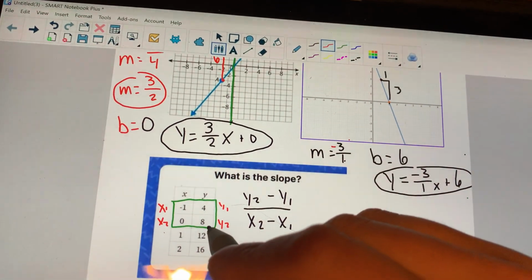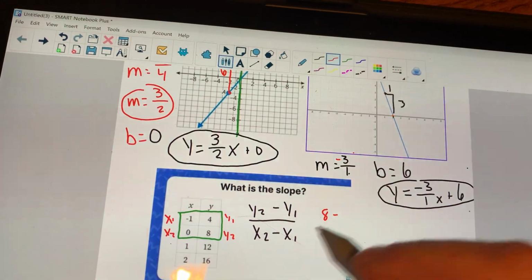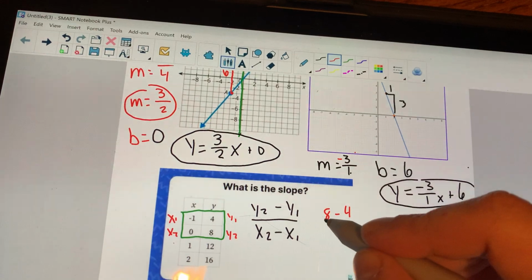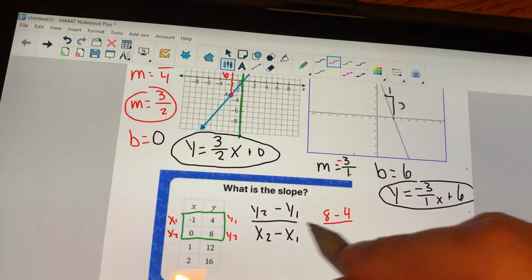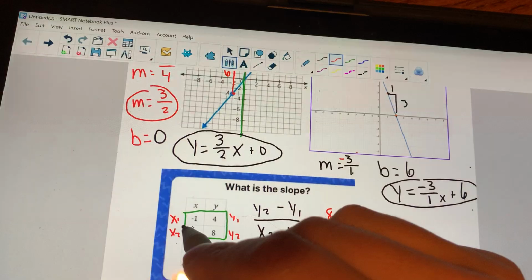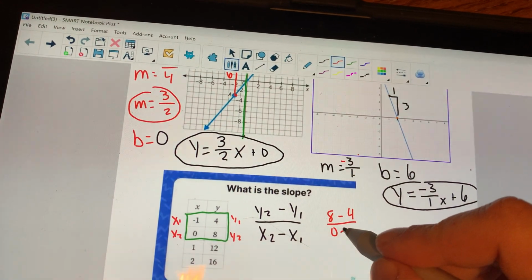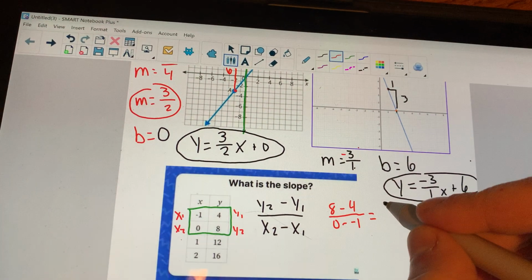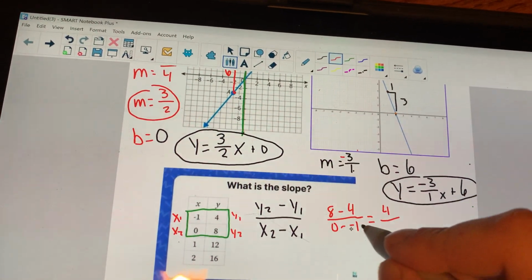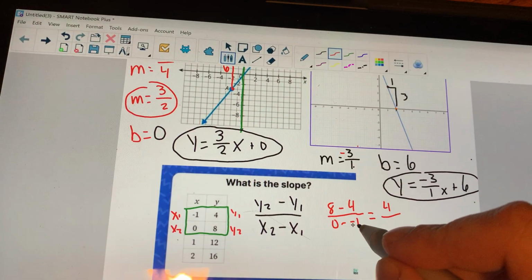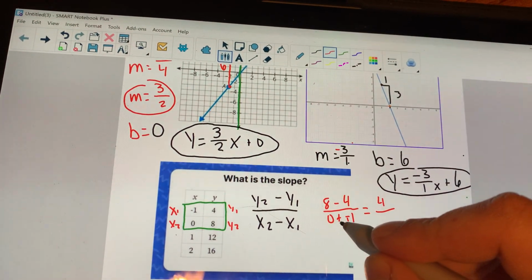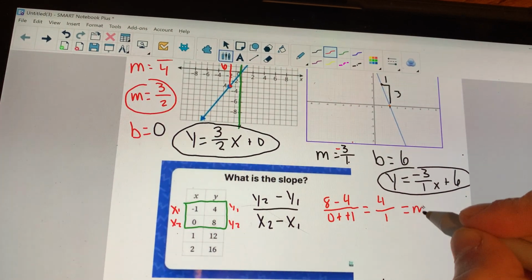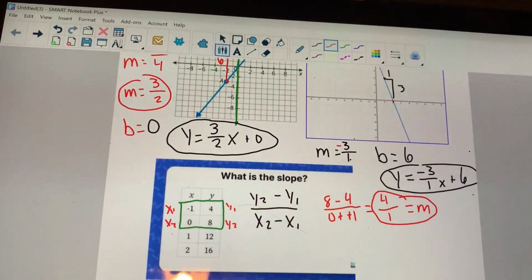So I said my y2 was 8, so I'm going to go 8 minus. I said my y1 was 4, so 8 minus 4 over x2 was 0, and then x1 was -1, so minus a -1. Now, we just do the math. 8 minus 4 is 4. 0 minus a -1: when we are subtracting a negative, that is the same as saying add. So 0 plus 1 is 1. So 4 over 1 is my slope.